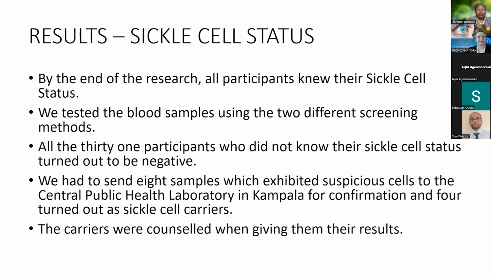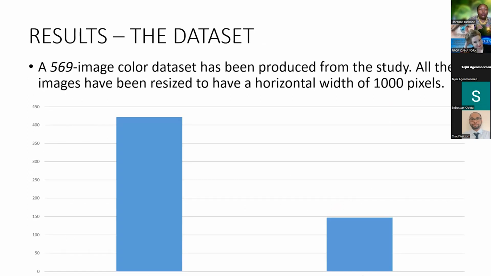And I think I've already talked about this. So now the data set. Our data set consists of 569 images, and I must say that it is the biggest data set that we have come across. All our 569 images are genuine, taken from blood samples. There's none which is artificial. There's none which is duplicated, unless those where you see that you've taken using different cameras.